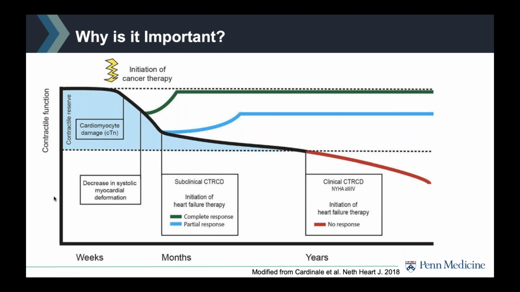Our thought process is that with early identification of these patients and initiation of cardioprotective therapy, they can have a complete response versus a partial response, with improvement in their contractile reserve. Versus if these patients go unnoticed, over time they can have a drop in LVEF over years, and with initiation of cardioprotective therapy, they may have very minimal response.